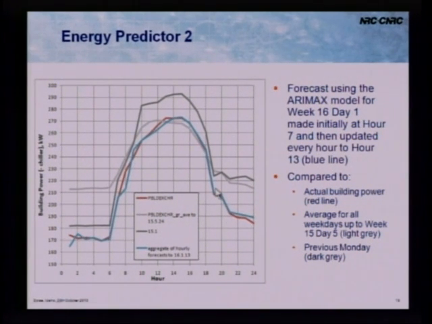So by 1 p.m., should you have to reduce the electricity demand in your building, you have a rough idea what it's going to be using, and you can start making decisions on how you're going to reduce your energy demand, whether it's dimming lighting, pre-cooling your building for the event at 3 o'clock, and things like that.